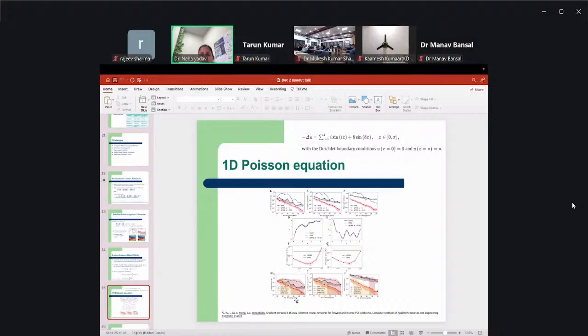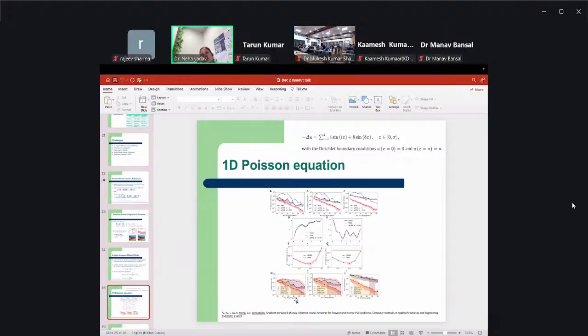One more thing that can be improved while dealing with the challenges of PINNs is how the loss function is constructed. The loss function can be constructed in two ways: one is the hard constraint and one is the soft constraint. The way I have presented in this talk is constructing the loss function using soft constraints.